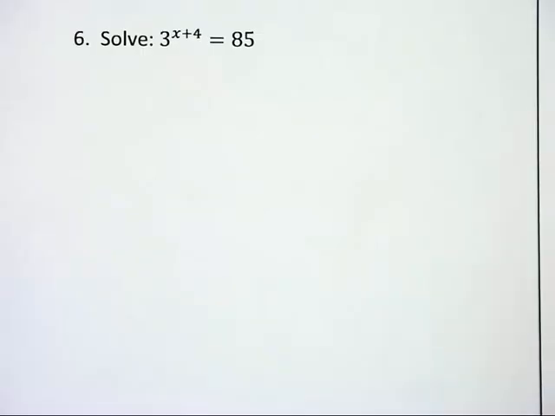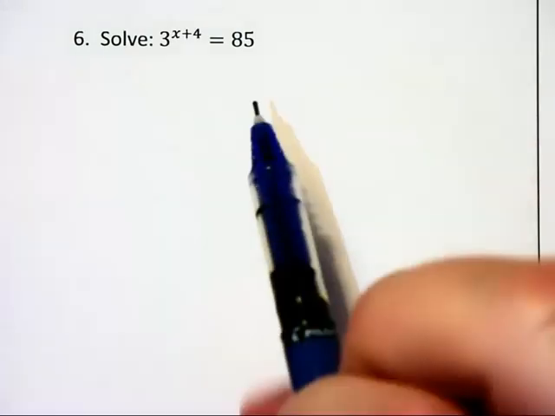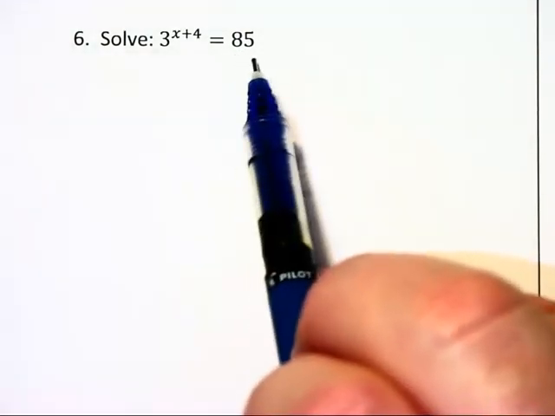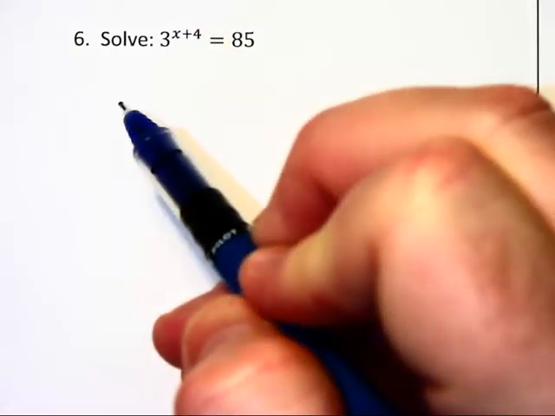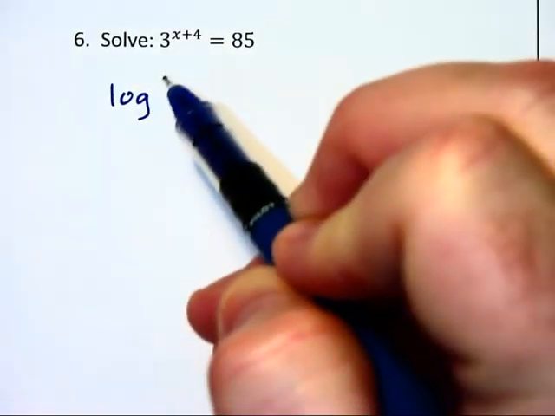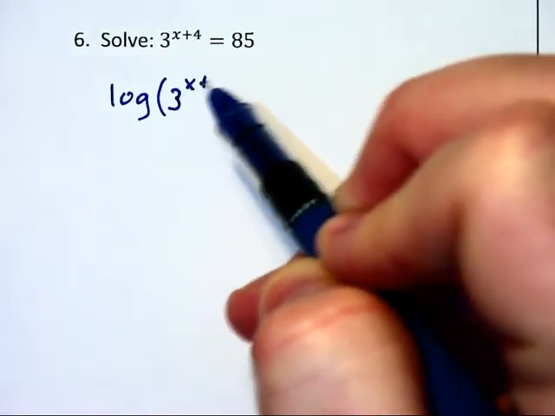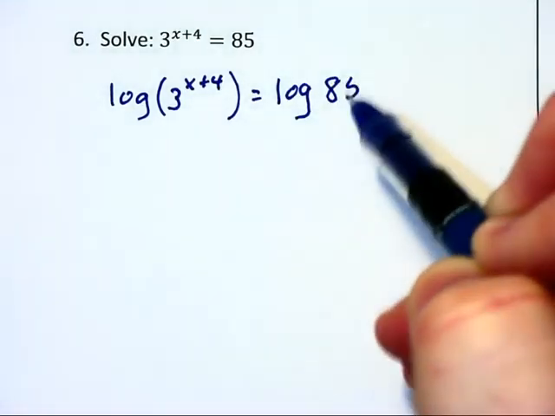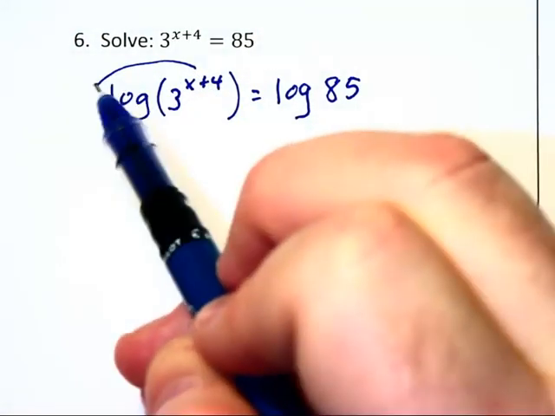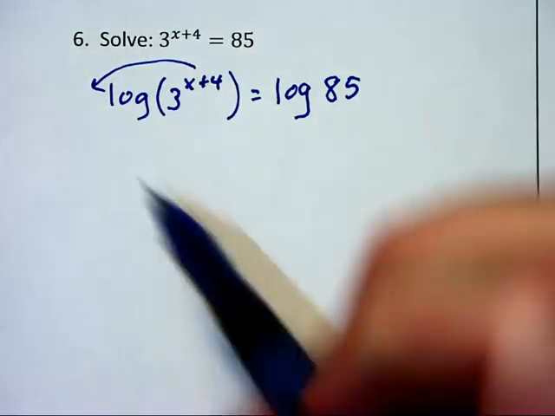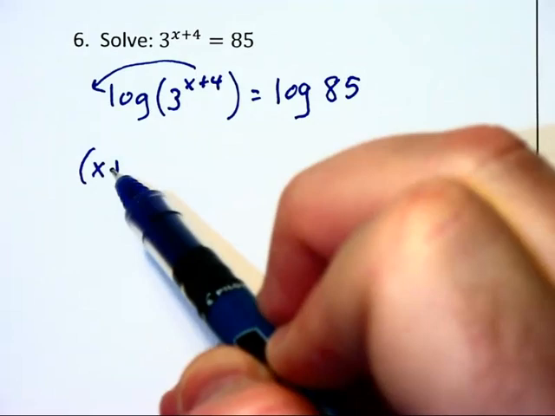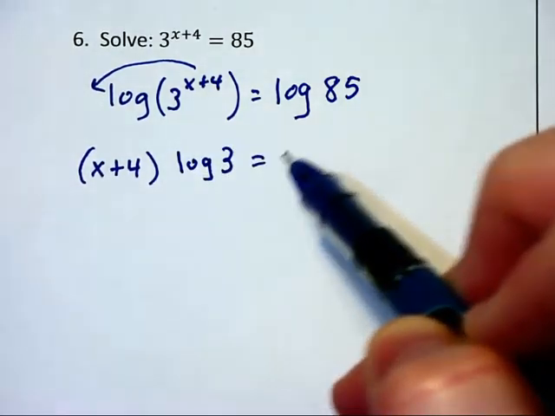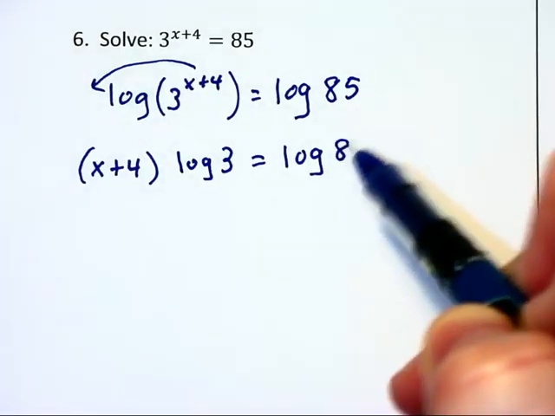Now, this next problem is essentially just like the one before, but instead of 81, I've got 85, and I cannot write this as a power of 3. So instead, I want to log each side. I'll have log of 3 to the x plus 4 power is equal to the log of 85. And this allows this power to now come down out in front, and we'll need to write it with parentheses. (x plus 4) times the log of 3 is equal to the log of 85.